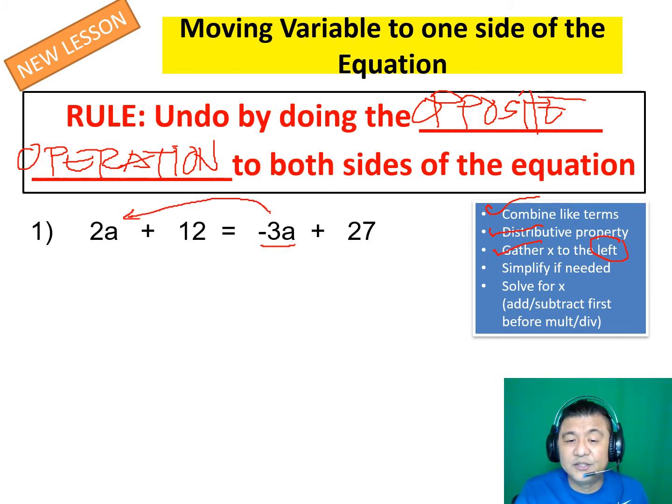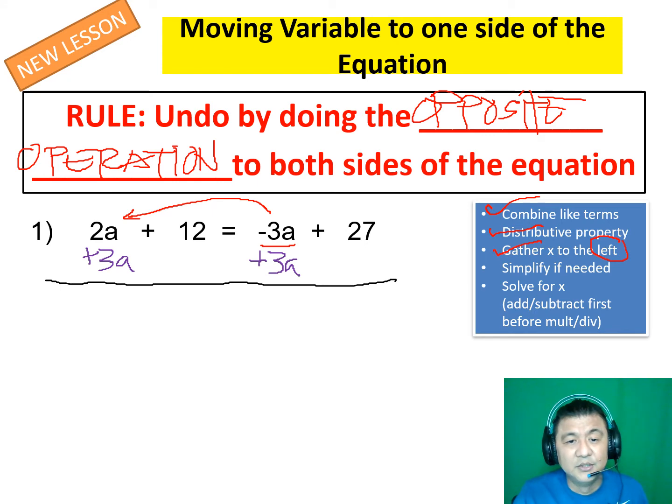How can I get rid of a minus 3a? Tell me. Opposite of minus 3a is what? Say it. Correct. Add 3a to the right side. Add 3a to the left side. Okay? Because I said our objective is to move the variable to the left side. So guess what? That disappears. So what happens to 2 plus 3? That becomes a 5a plus 12 equals 27.